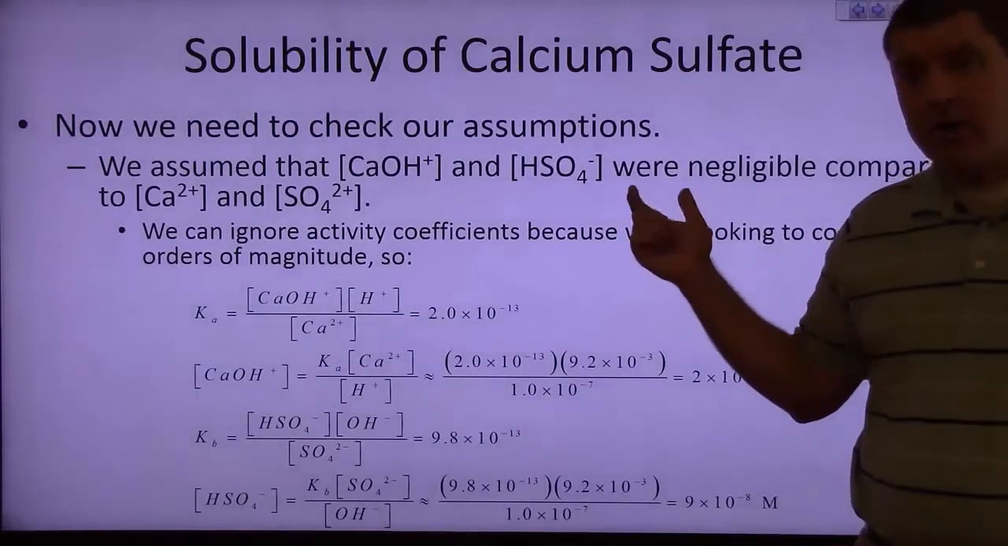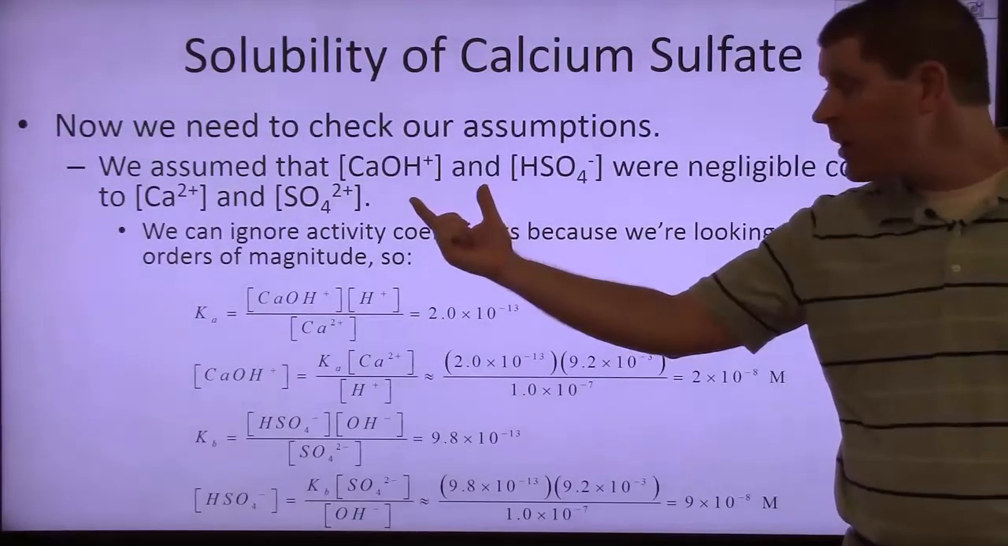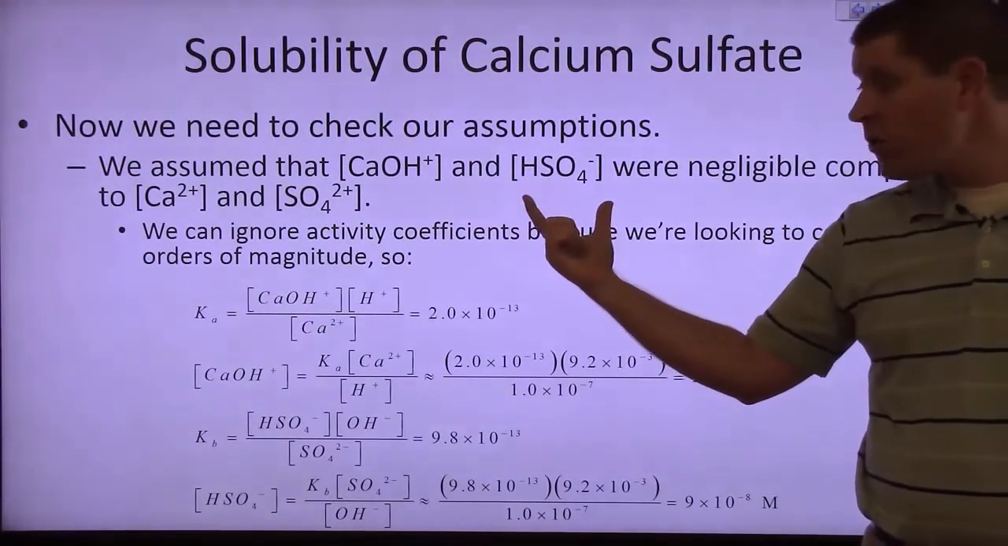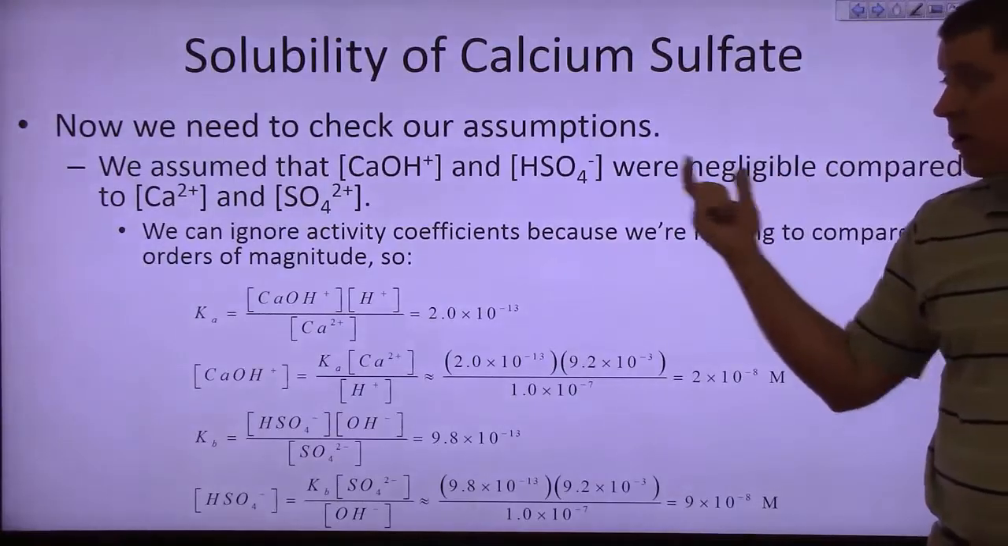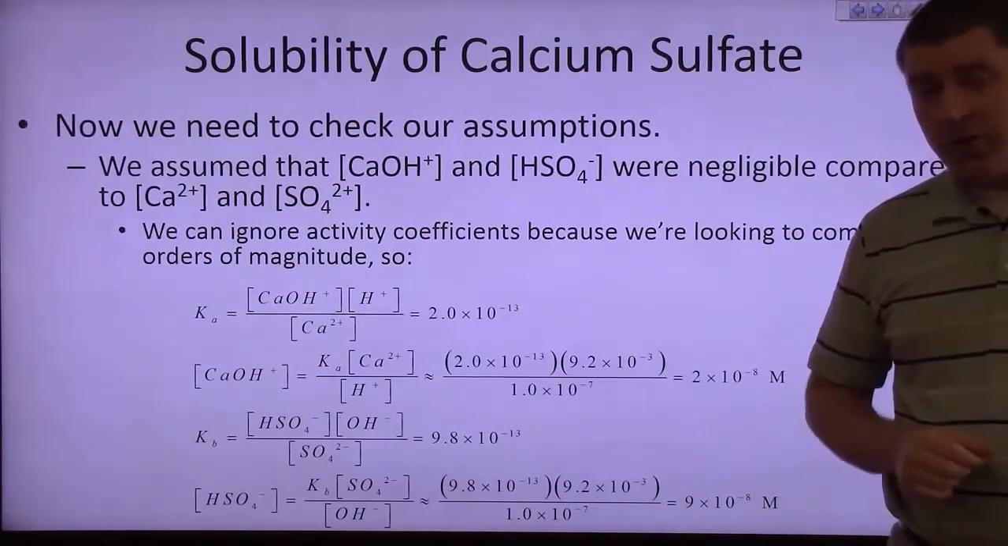So now let's check our assumption. We assumed that our calcium hydroxide complex and the monohydrogen sulfate concentrations were negligible compared to the calcium ion concentration and the sulfate ion concentration.